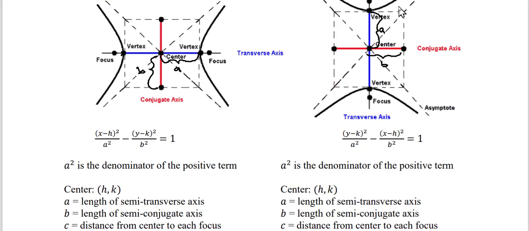The focus for the hyperbola is actually on the outside. The hyperbola curves around the focus. That makes it the biggest number. The c will be the biggest number.